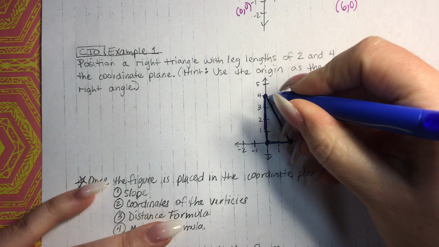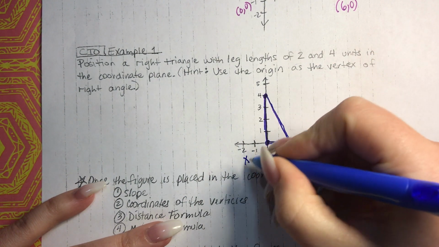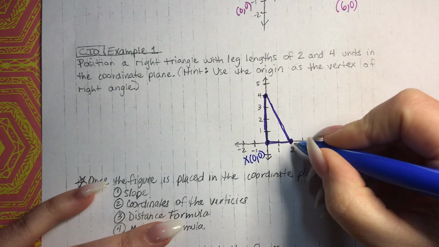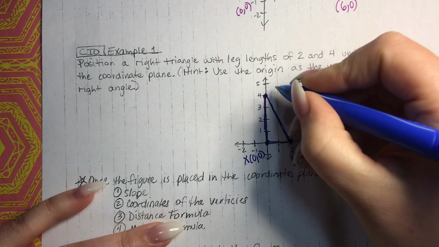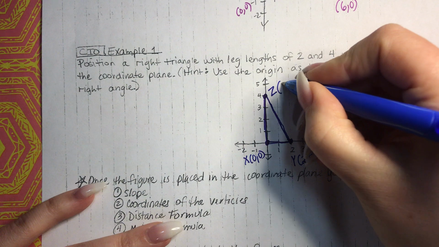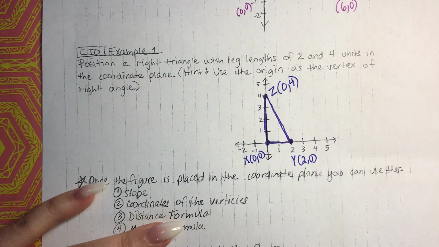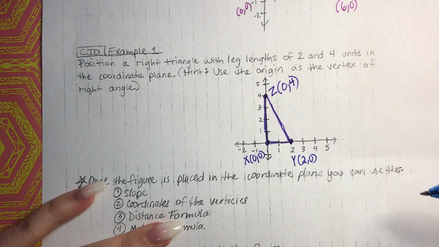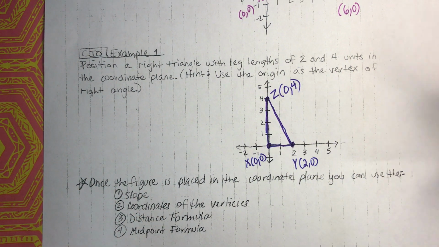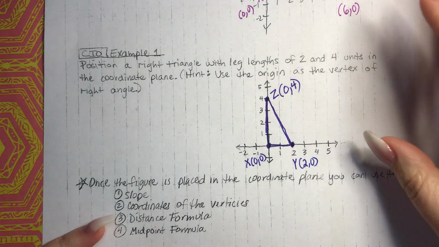Okay. And then we want to label it. So this is X, and that's 0, 0. This is Y, and that's 2, 0. And this is Z, and that's 0, 4. All right? So we positioned it, we labeled it, we wrote the coordinates. All right? Yeah, that is it for this example.